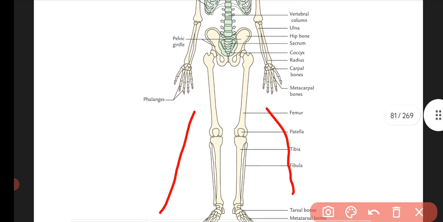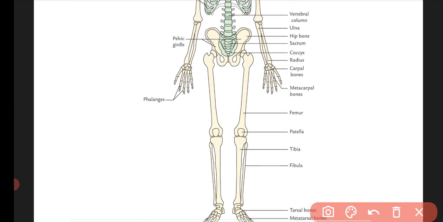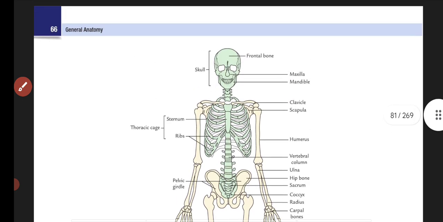Here, these are the appendicular bones: the pelvic girdle, and the pectoral girdle. Here, this is the pectoral girdle.